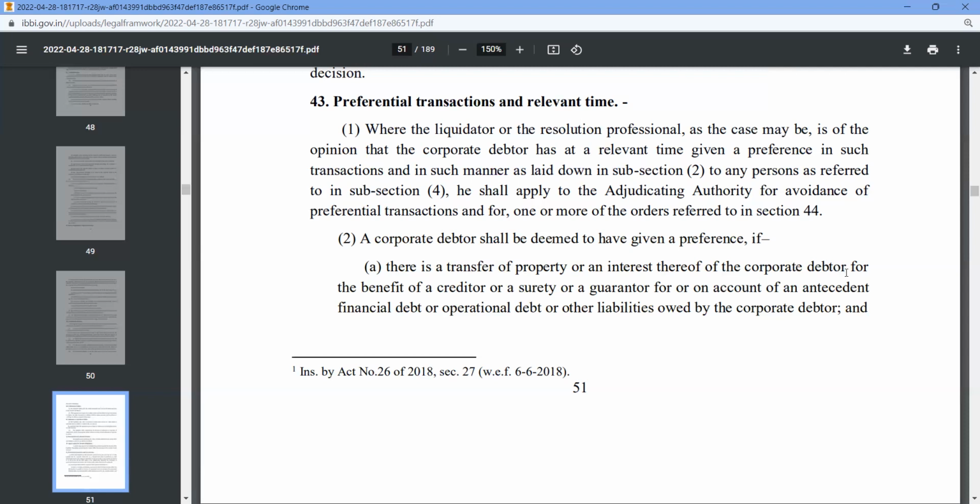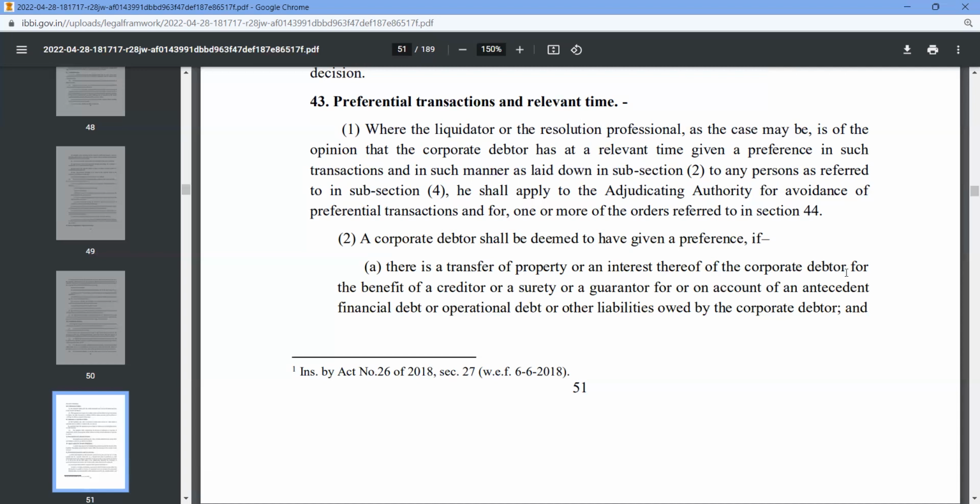So if a question comes, whether the preference needs to be given to the creditor or surety, no, not necessarily. It should have been given for the benefit of a creditor, or suppose it is given to the brother of the creditor, or to a party of the creditor, but if the ultimate aim is to give benefit to the creditor, then it will be covered under section 43. So we have to see whether there is a transfer of property or interest thereof of the corporate debtor for the benefit of a creditor or a surety or a guarantor, for or on account of an antecedent financial debt or operational debt or other liability. The words for the benefit are also very important.